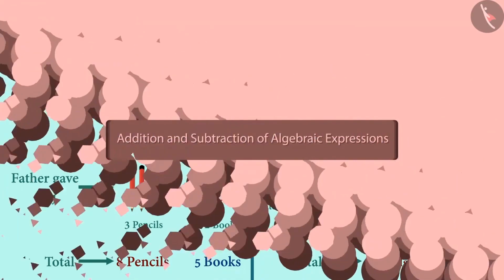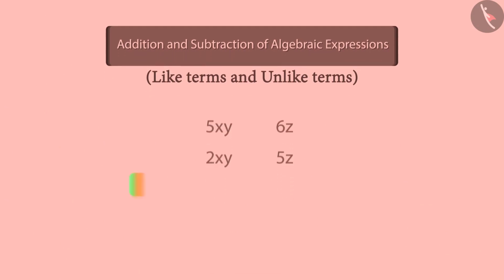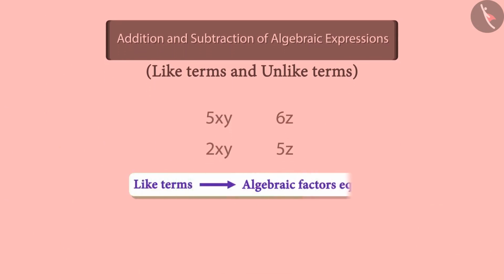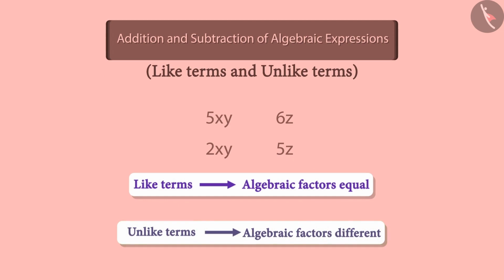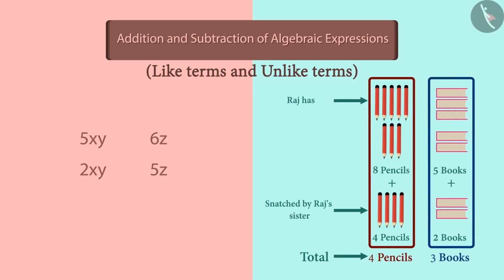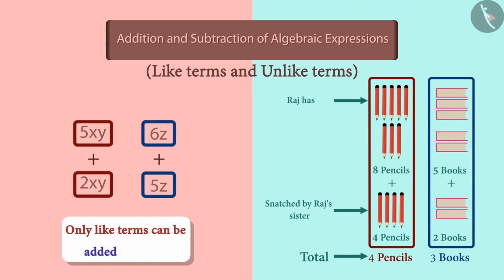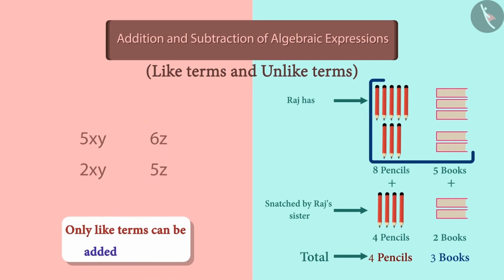In our last session, we understood what like and unlike terms are. Look at these terms. We know that 2 terms are like if their algebraic factors are the same. 2 terms are unlike if their algebraic factors are different. Just like we added pencils to pencils and books to books, similarly, we can only add 2 like terms to each other. We never associate pencils with books.